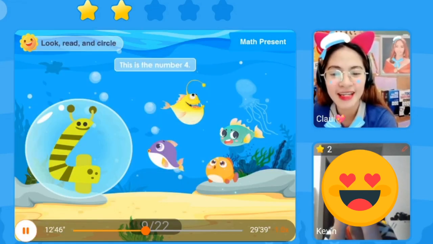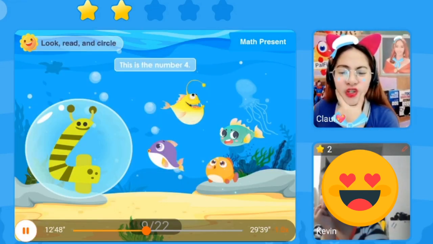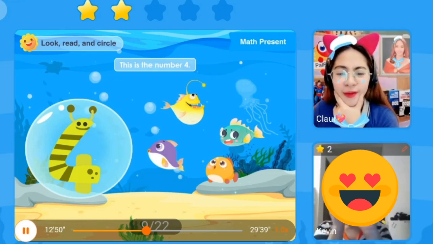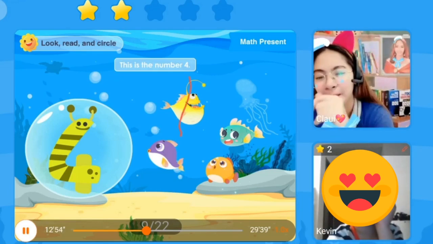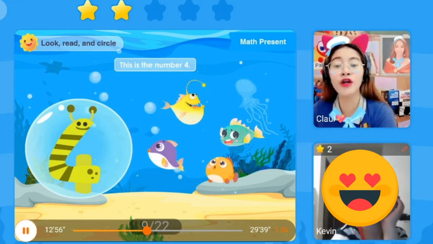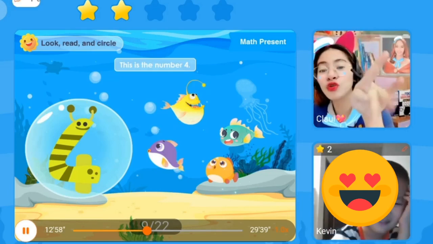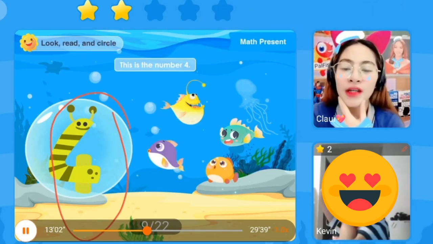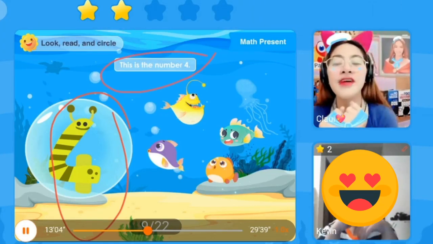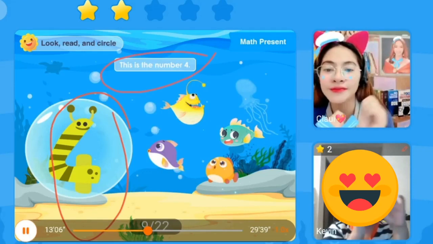Yes, all right. Look, can you see number four in the picture? Where is number four? Please circle. Number four. Where is number? Yes. Now, this is the number four.